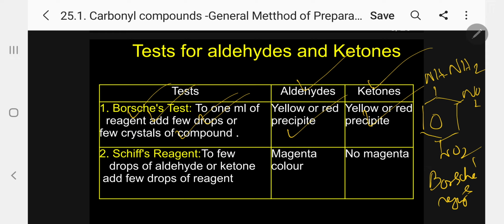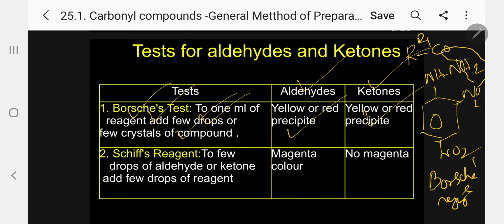Kindly follow. Let me remind you again. Brady's reagent is nothing but 2,4-dinitrophenylhydrazine. Actually, what is happening? Any aldehyde or keto group that is present, I will write for you, undergoes a condensation reaction. Water is eliminated, so the product with N double bond CR or CRR will form. That is responsible for the yellow or red precipitate.